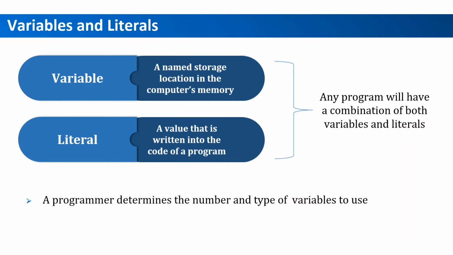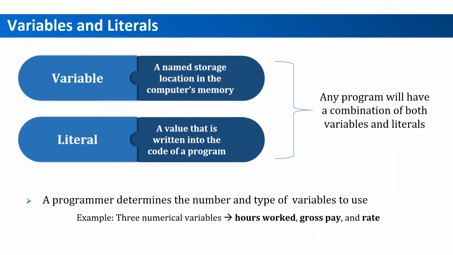As you write code to solve a problem, you, the programmer, will decide how many variables you will need. For example, to calculate the hourly pay rate of an employee, given their hours worked and gross pay, we will need 3 variables. One for the rate, one for hours, and the third is for gross pay.